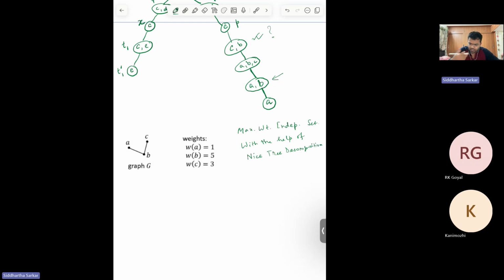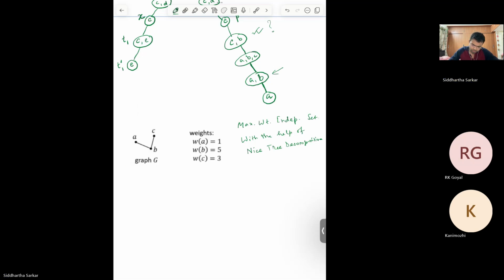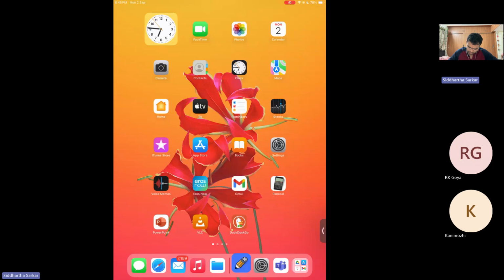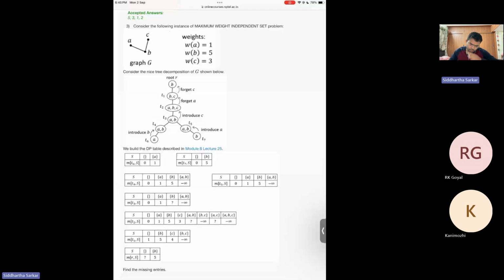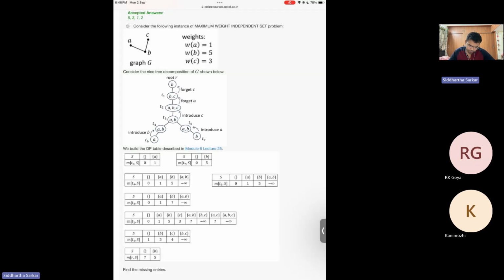And then we can answer similar questions if asked at all. Okay, so this is the graph. So I'll write down the weight. So B has weight 5, C has weight 3, and A has weight 1. Now let's look at how they have found the decomposition. So this is the corresponding nice tree decomposition.